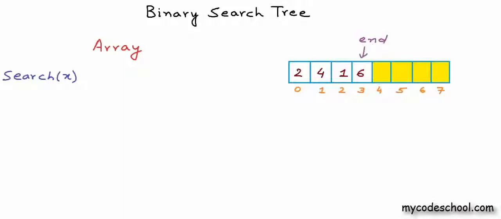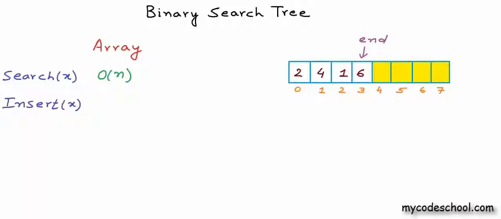Now to search some X in the collection, we will have to scan the array from index 0 till end, and in worst case we may have to look at all the elements in the list. If n is the number of elements in the list, time taken will be proportional to n, or in other words we can say the time complexity of this operation will be big O of n.